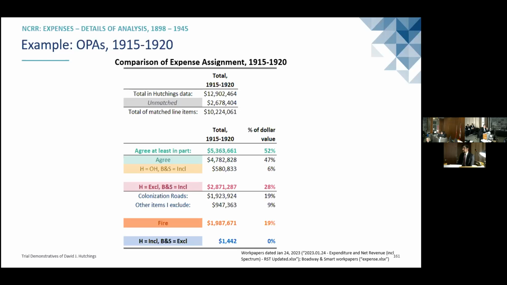Yeah, so I would say it's helpful in identifying two large areas of disagreement. One is colonization roads. That's 19% of the total dollar value, or more than 2/3 of the disagreement, setting aside fire. And then the other is the treatment of fire, which will become more important in later years. This was the kind of transition period. And I'll come back to you now as we start reconciling my analysis with theirs, resource by resource.